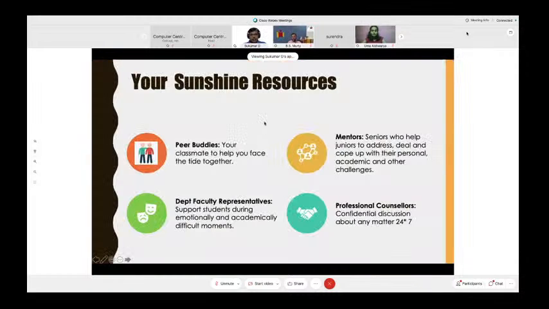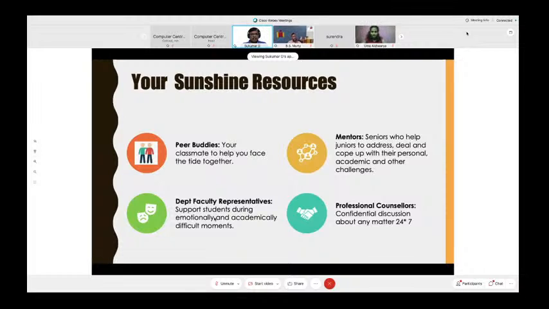There are 4 ways that you can get in touch with Sunshine. One is through the peer buddies who will be sitting next to you in your class itself. The other is the mentors, who are typically your seniors of the same department, who will help you in case you have any kind of issues, both academically and otherwise, when you go through your academics. And apart from that, we have a faculty representative with each department.